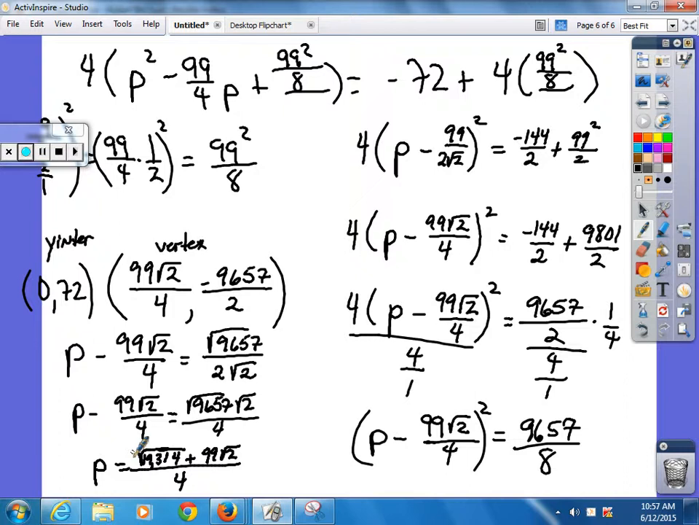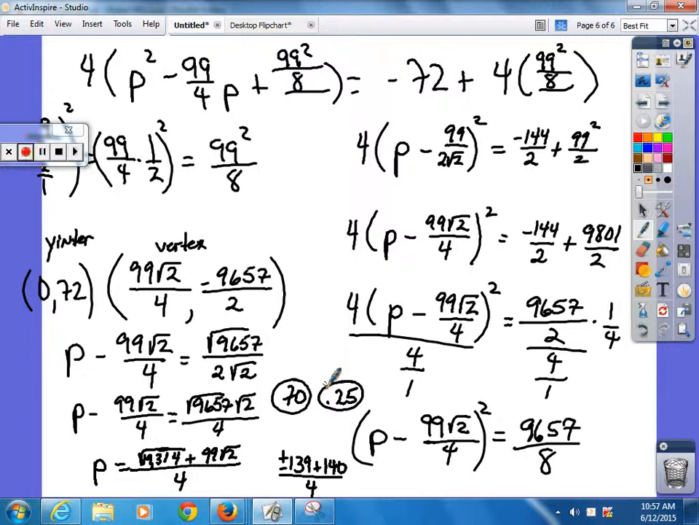138.97. Alright, 139, positive or negative 139, and then 99 times the square root of 2, 140. Okay, might be right. Over 4. And 139 plus 140 is 280. 280 divided by 4 is 70. So that's one x-intercept. Negative 139 plus 140 is 1 over 4, which is 0.25.